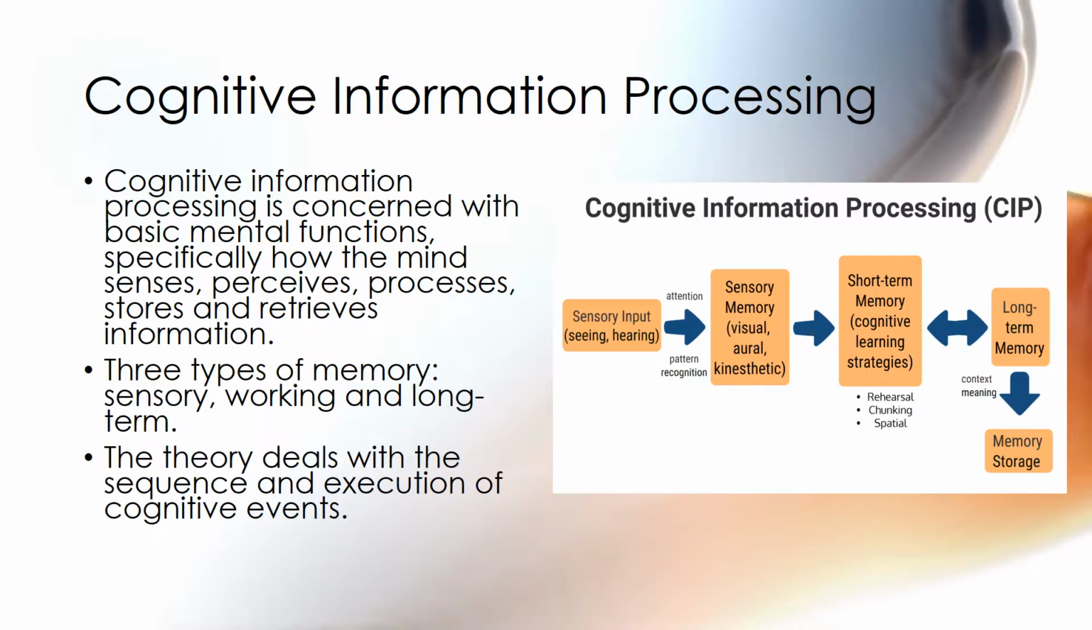Theorists have found that we can only hold about 7 chunks of information at a time in our short-term memory. And in order for that to move into long-term memory, we have to be able to rehearse them or encode them in some way to move them into long-term memory.